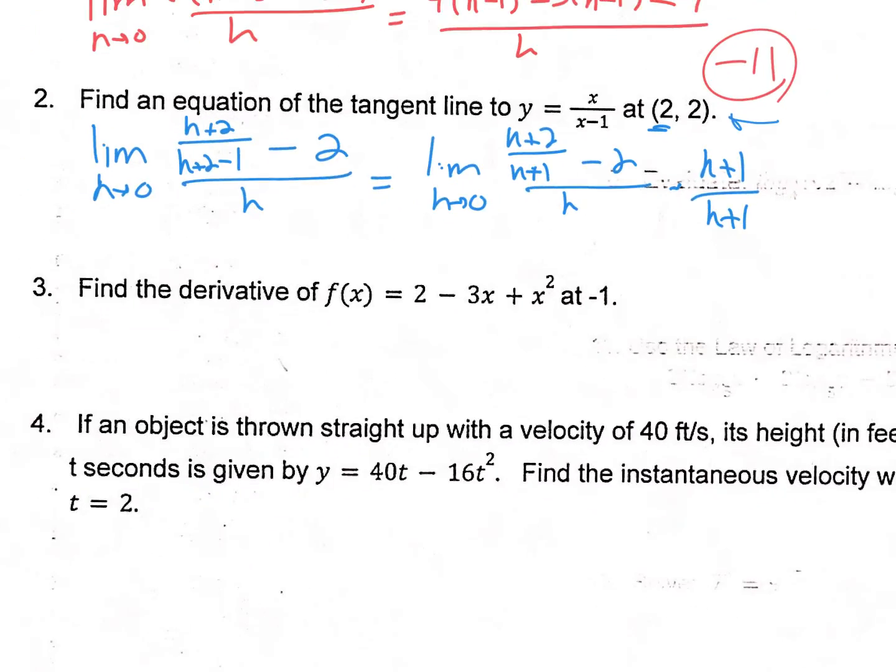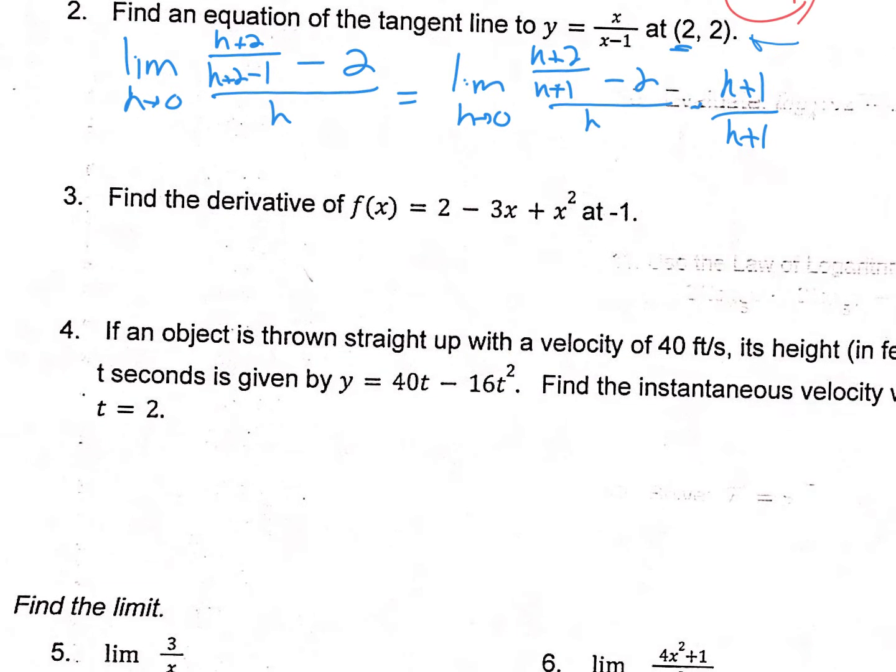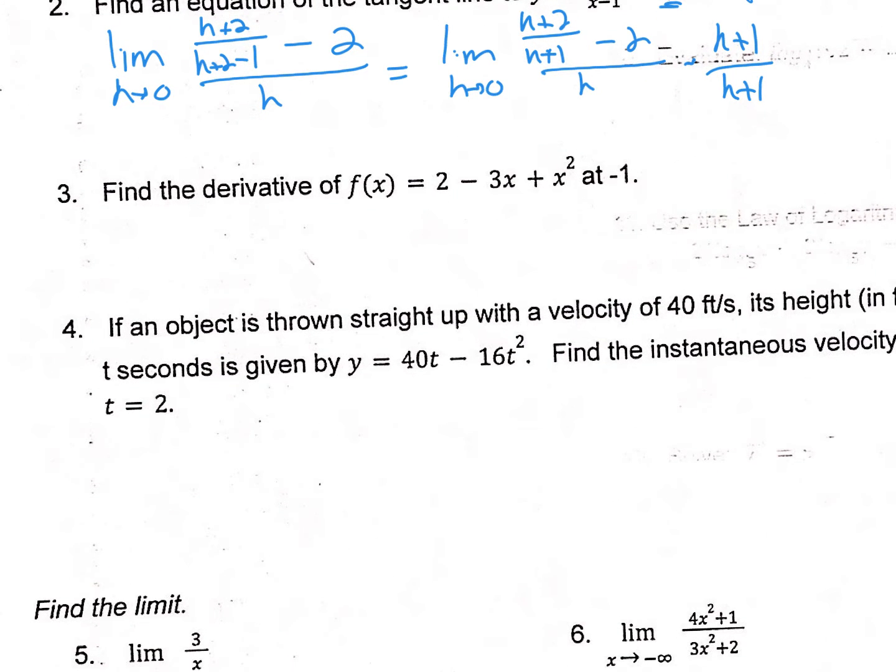All right, number 3, find the derivative. What we found out this week is you can find the derivative using the difference quotient also. So still where I was, the limit as h approaches 0. So that's the first 3 using the same difference quotient. It says at -1, so I'm going to plug in h minus 1. So 2 minus 3 times h minus 1 plus h minus 1 squared all over h.